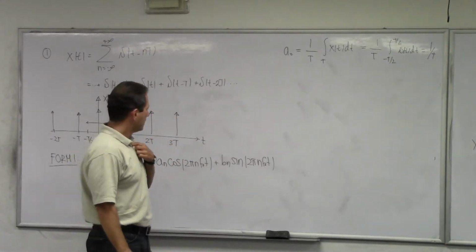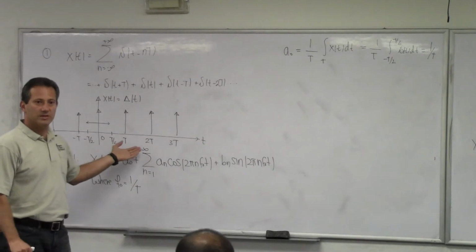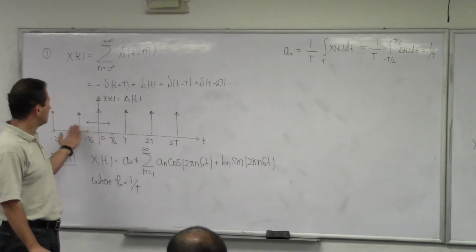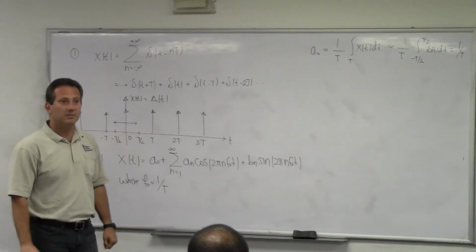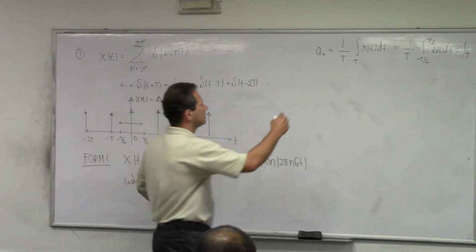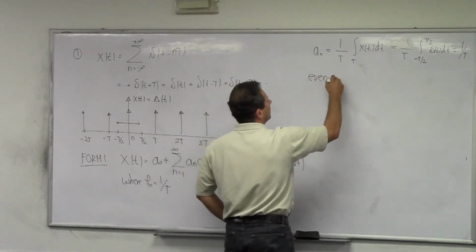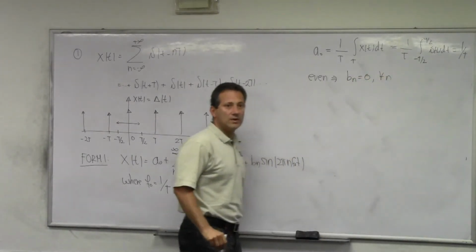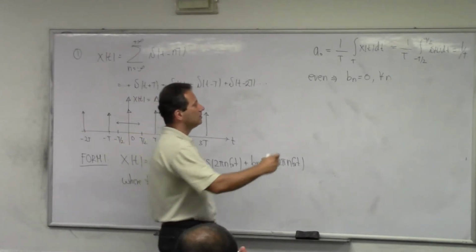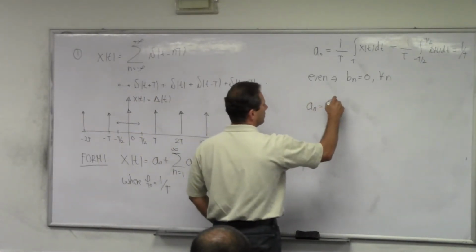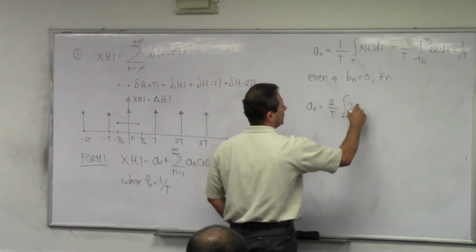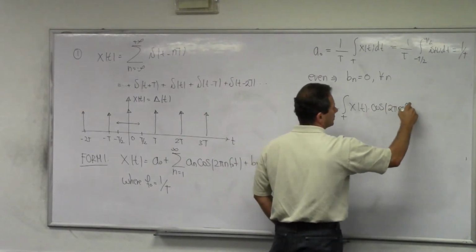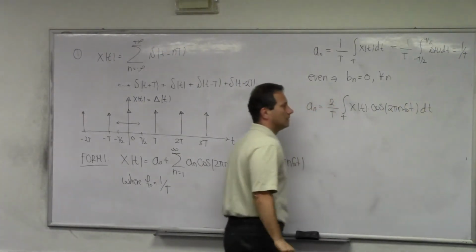Now, what is the symmetry that this function possesses? Even function, right? How do I see it's even? If I flip it, I get back the same thing. So because the function is even, I can conclude that bn is going to be equal to 0 for every n. Therefore, I don't need to waste any time calculating bn. All I need to do is calculate an. And an, the formula is 2 over T, integral over T, x of t times cosine 2 pi n f0 t dt. That's the formula.